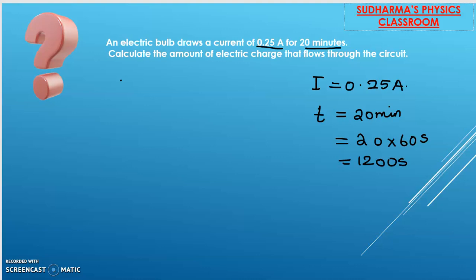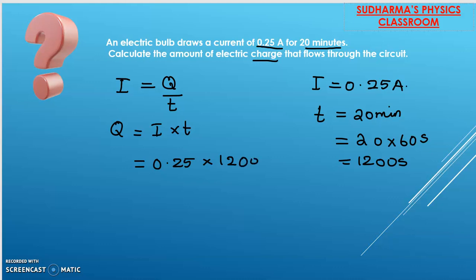Now we can go to our equation. So what is the question? Calculate the amount of electric charge. We have to calculate charge. So we start from the equation I equals Q divided by t, or Q equals current multiplied by time. Current is 0.25 amperes and time is 1200 seconds, and charge is in coulombs. Now you have to try this calculation. 1200 into 0.25, we are going to get the answer as 300 coulomb.